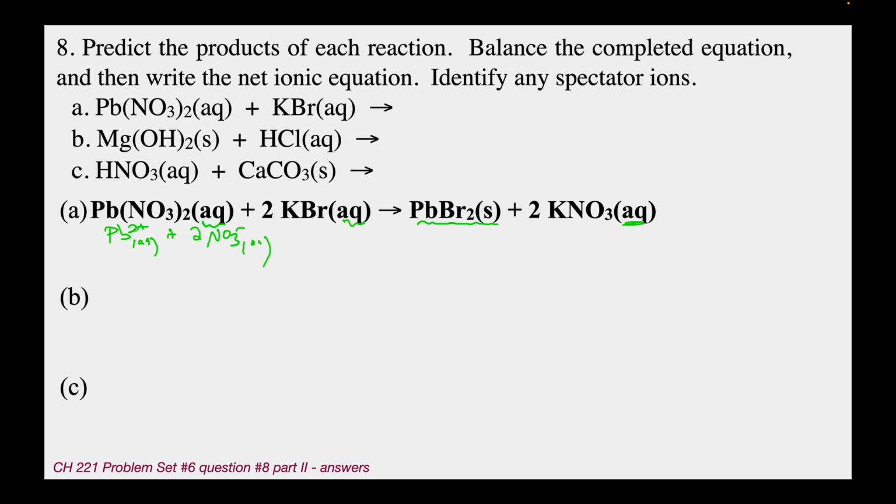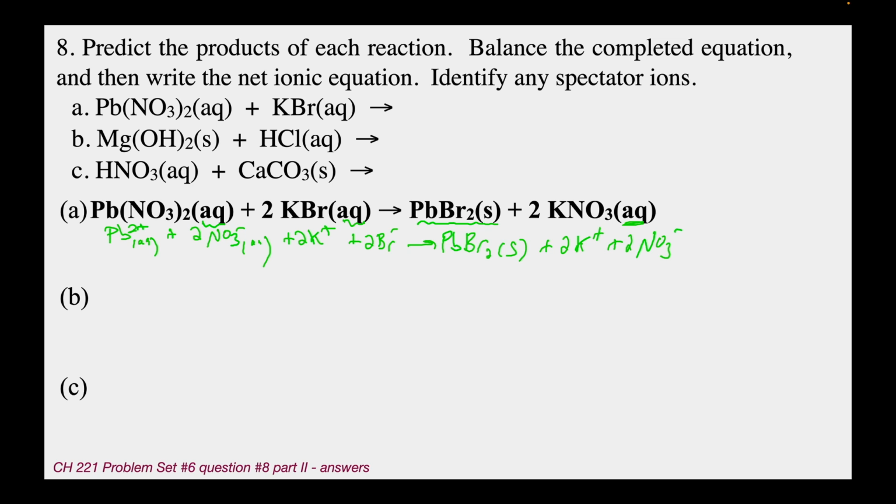KBr, we're going to do the same thing. It's going to break up into K plus and Br minus. But here's the important part. Solids, liquids, and gases, don't break them up. They stay together. So we're not going to break up PbBr2 since it's a solid. We're just going to rewrite PbBr2 solid. Again, don't break up solids, liquids, and gases. Now, KNO3, though, is aqueous, so let's write 2 K plus and 2 NO3 minus, because the aqueous things break up.